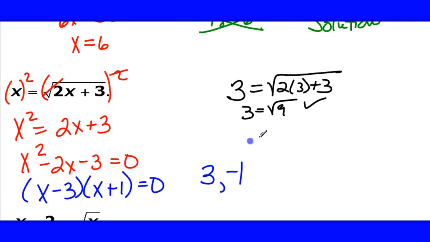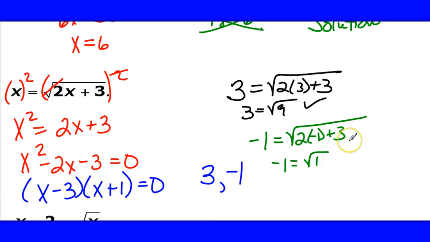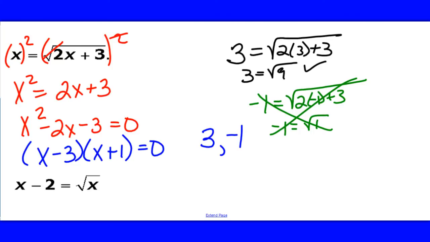Let's put a negative 1 in here. Okay, ready? Negative 1 is equal to the square root of 2 times negative 1 plus 3. Negative 1 is equal to the square root of 1. Well, the square root of 1 is actually 1. So this is an extraneous solution. Okay, so we're not going to use that.